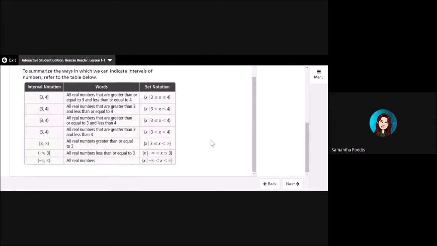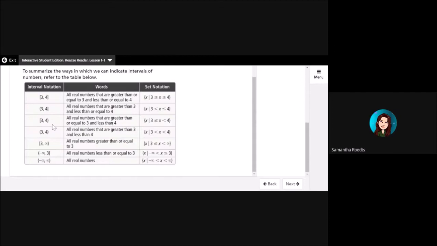So to summarize, the ways in which we can indicate intervals of numbers, refer to the table below. So interval notation, I have [3, 4]. So all real numbers that are greater than or equal to 3 and less than or equal to 4. So in set builder notation, x is the set of 3 less than or equal to x, less than or equal to 4. (3, 4] are all real numbers that are greater than 3 and less than or equal to 4. So again, I have 3 less than x less than or equal to 4.